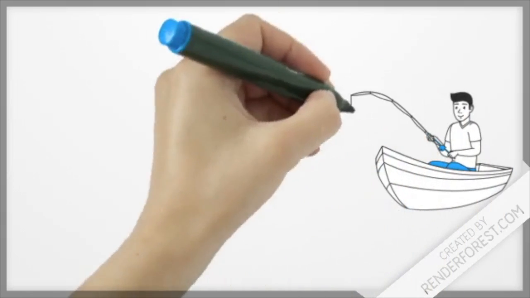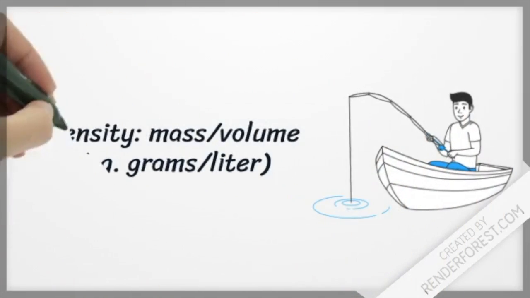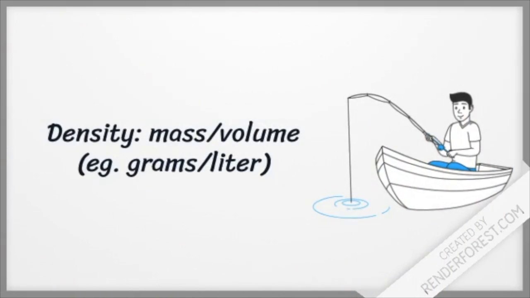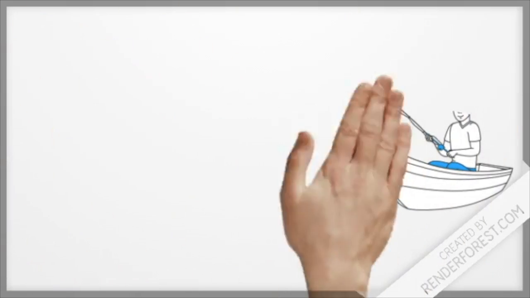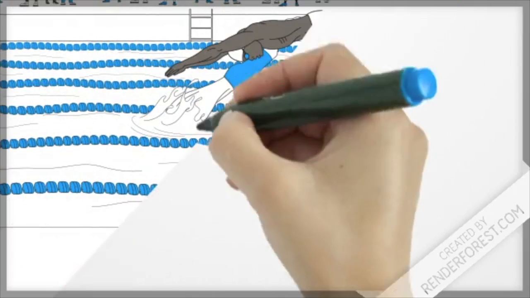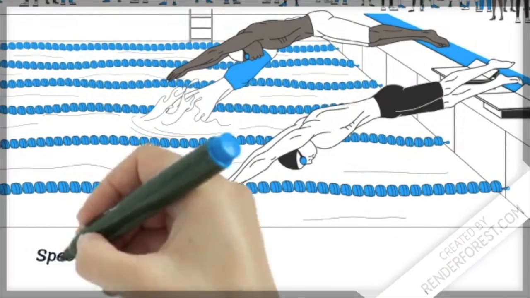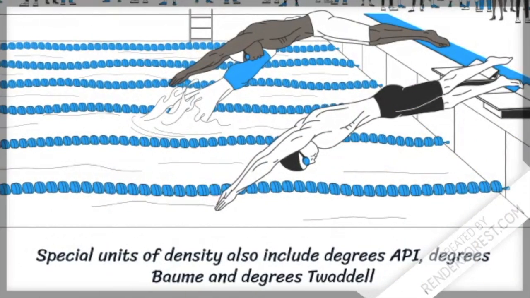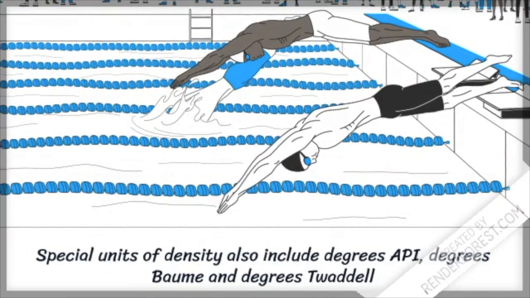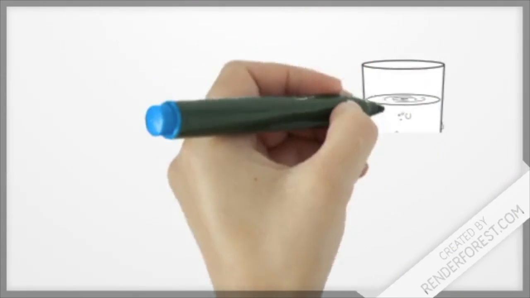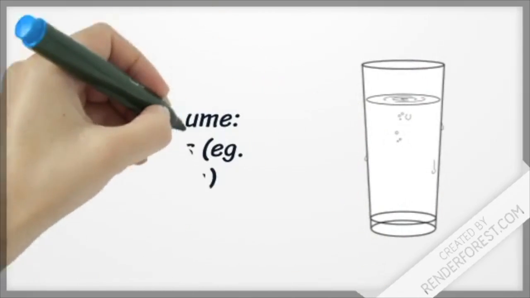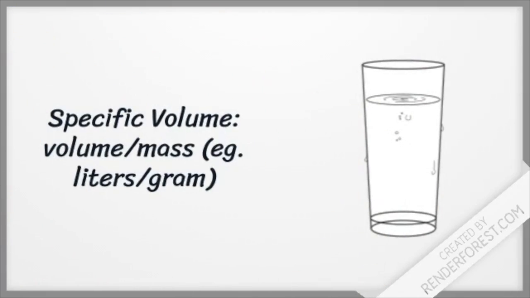Next we have density. Density is the ratio of a substance's mass to its volume, such as grams per liter. It is usually denoted by the Greek letter rho. There are special units of density such as degrees API, Bohm, and Twaddle, which are not usually discussed in this course. Specific volume is the inverse of density, so a substance's volume per unit mass, like liters per gram.